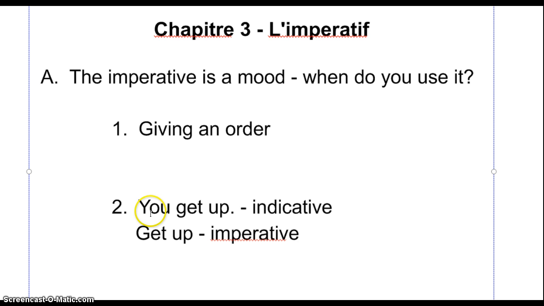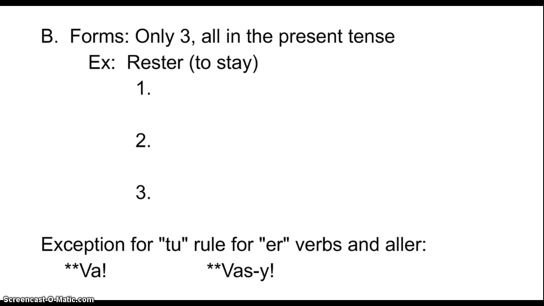If you're saying a verb in English, but you're not using that you in front of it, then you've got the imperative. There are only 3 forms for the imperative, and they're all in the present tense because you can't give an order in anything other than the present tense. You could tell somebody to do something later, but that's going to be your adverb. The form of the verb is only the present tense. So let's use a nice easy verb like rester, which means to stay.